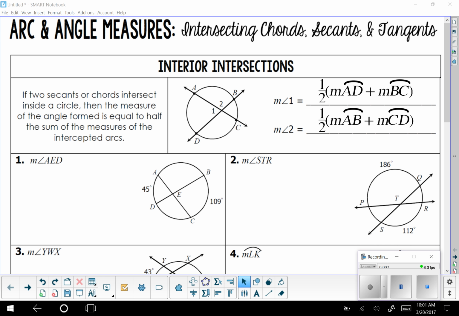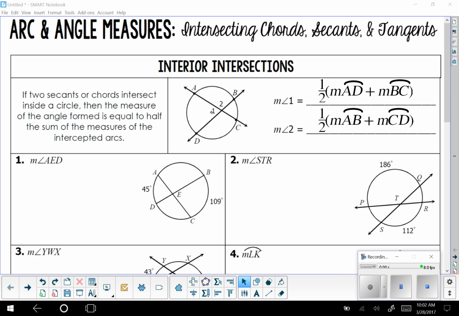Okay, so arc and angle measures, intersecting chords and secants and tangents. So what are you going to be able to do? You're going to be able to find the arc measure by certain formulas. Knowing these angles, angle 1 and angle 2, you're going to be able to find the arcs. So if two secants, or chords, intersect inside a circle, then the measure of the angle formed is equal to half the sum of the measures of the intercepted arcs.